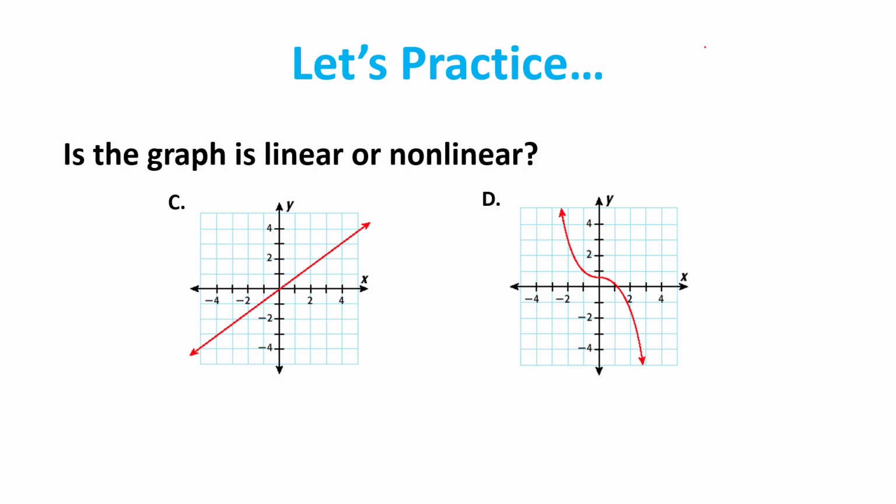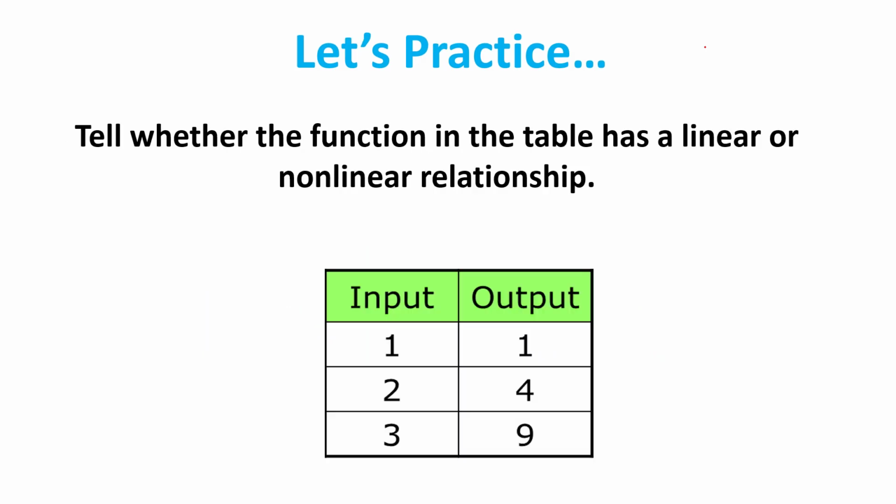All right, hopefully you determined that C is linear, D is not linear. To tell whether a function in a table is linear or nonlinear, we're going to do the same thing we did with our t-charts in the previous slides. So we want to look at our changes in our x's and our changes in our y's. So 1 to 2 has a change of 1, 2 to 3 has a change of 1, 1 to 4 has a change of 3, 4 to 9 has a change of 5.